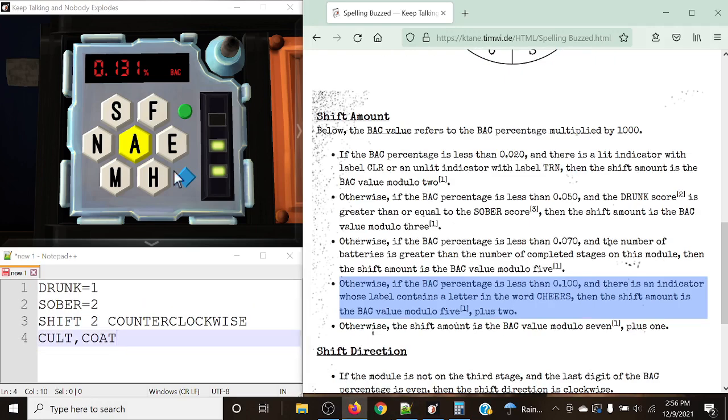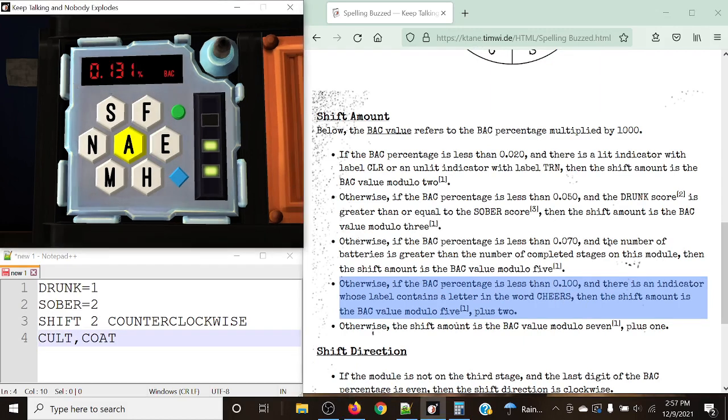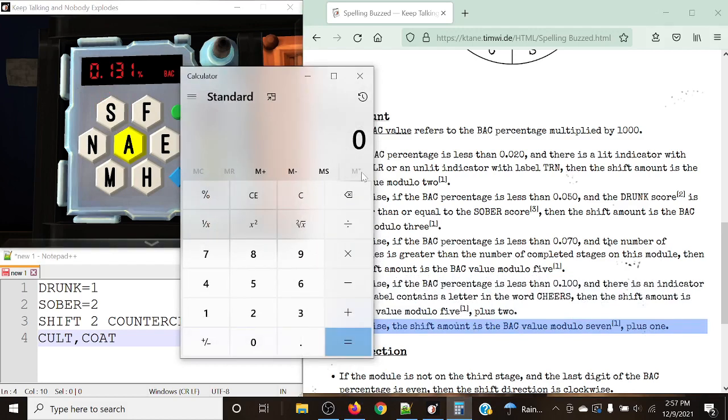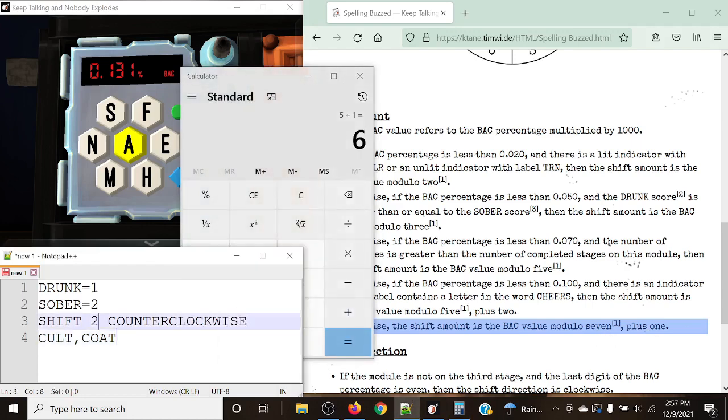And obviously some of the rules are going to change now, because our BAC percentage is no longer less than 0.1. So it is greater than 0.1, so we're no longer going to be using this rule. The shift amount is now going to be the BAC value modulo 7 plus 1. So this should be simply 131, and the way that I can prove that is 0.131 times 1000, and just like that, it's right there. We're going to mod by 7, mod 7 now. That'll give us a 5, and now we're simply going to add 1 to this. So that's going to give us a shifting of 6.